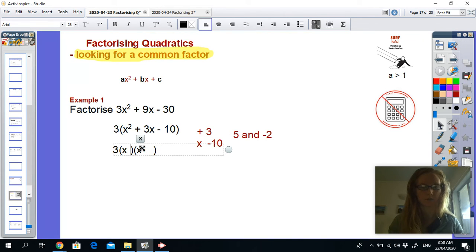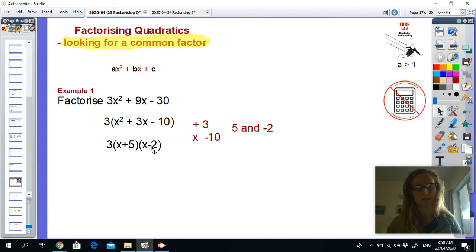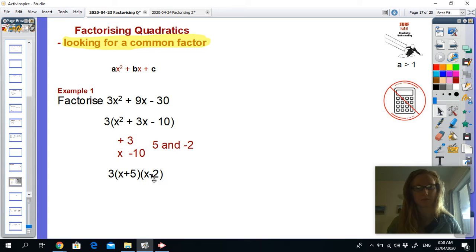So then we can factorize in here, plus 5 and negative 2. Okay. So then what we've done there is fully factorize that. It looked more complex because a was greater than 1, but actually, if you look for a common factor first and check if you've got one, it can make your life so much easier as you work through. So that's the first example.